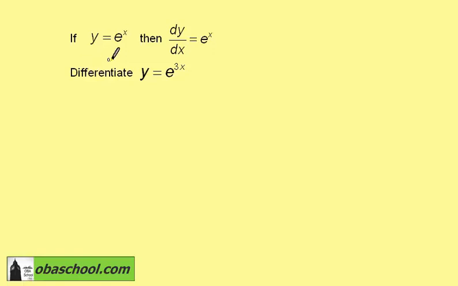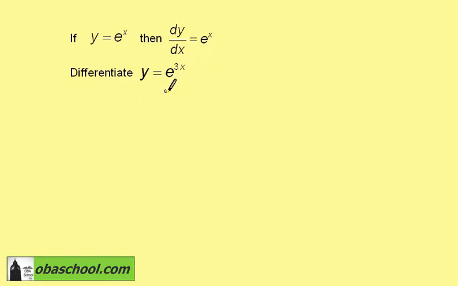If y is equal to e to the x, then dy dx is also equal to e to the x. This was the result of the discussion in the last example. E to the x has this special feature that its gradient function is itself.